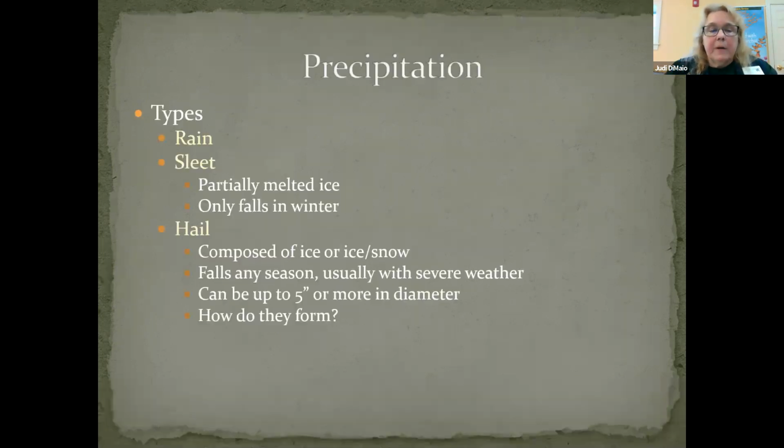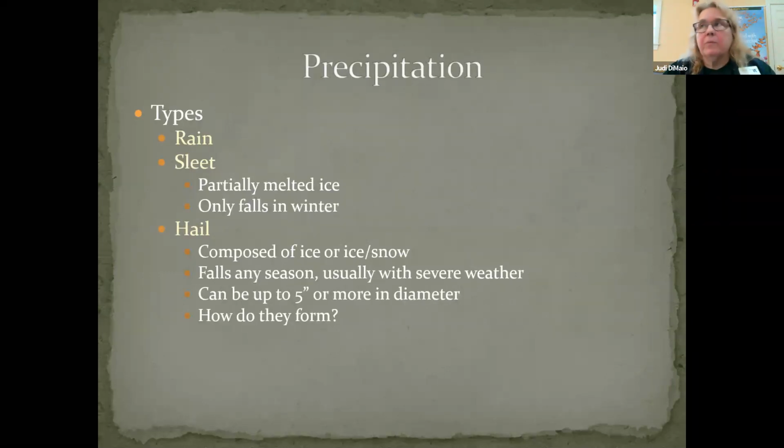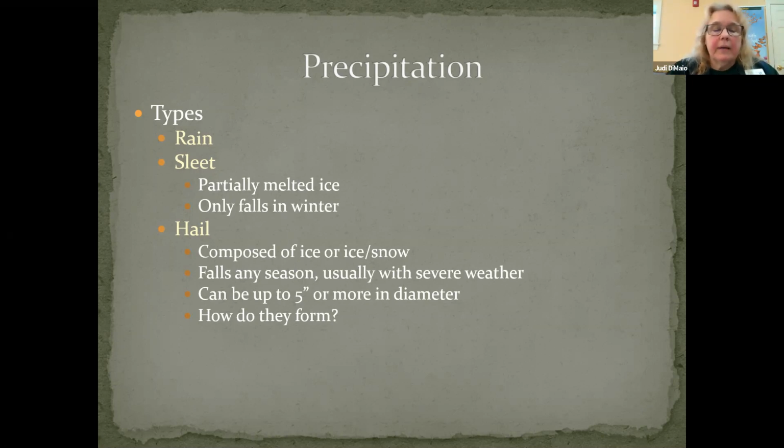I'm going to talk a little bit about precipitation, which you're all familiar with. There's different types: rain, which of course everybody knows; sleet, which is partially melted ice, which only falls in the winter; and my favorite, which is hail. Hail is composed of ice or a mix of ice and snow, but it can fall at any season, usually with severe weather. In fact, most of the time you hear about hail, you hear about it in the summer. It can be up to 5 inches or more in diameter, which is really pretty amazing.